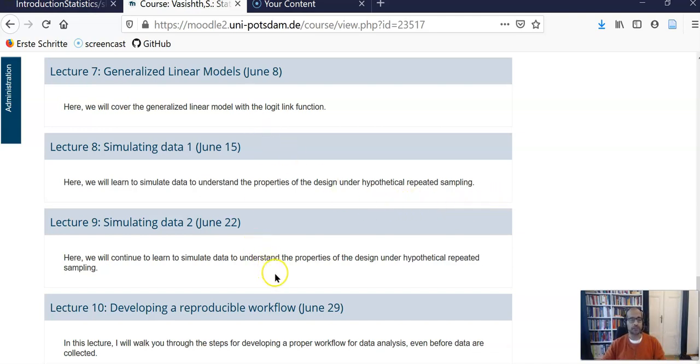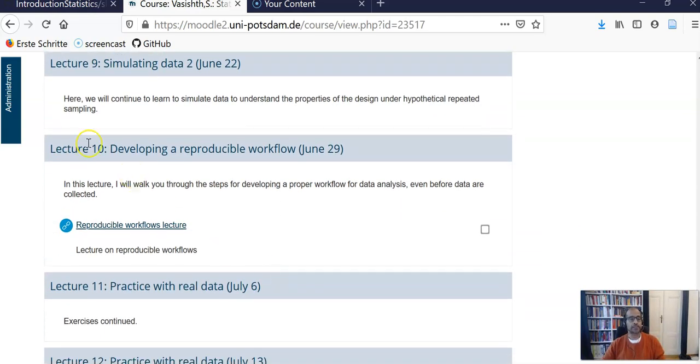So I will give you some lectures on how to simulate data for your own experiment, to learn how to produce simulated data in order to plan your analysis before you actually get any data. And so that's the topic of the next lecture as well.